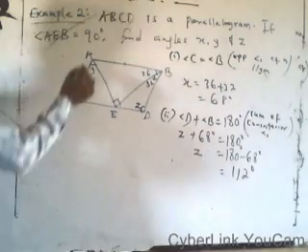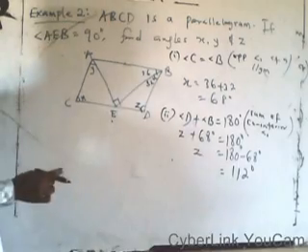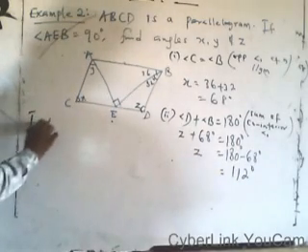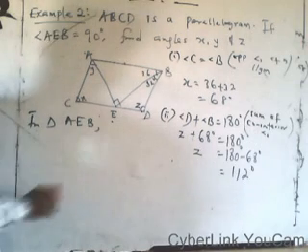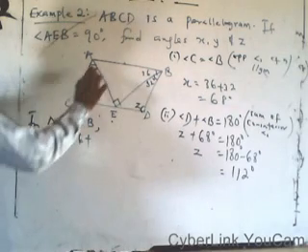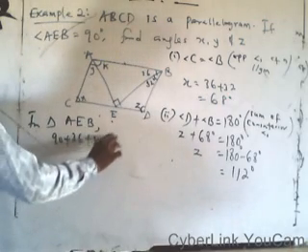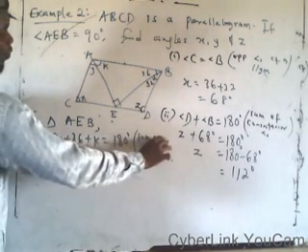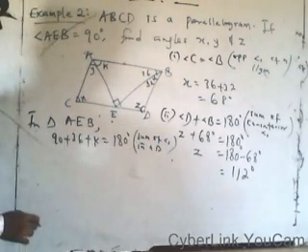We will know that we have a triangle AEB. This one is 90, this one is 36. So we can say that in triangle AEB, we have 90 plus 36 plus, let's call this one K, equals 180 degrees. Why? That is the sum of angles in a triangle.